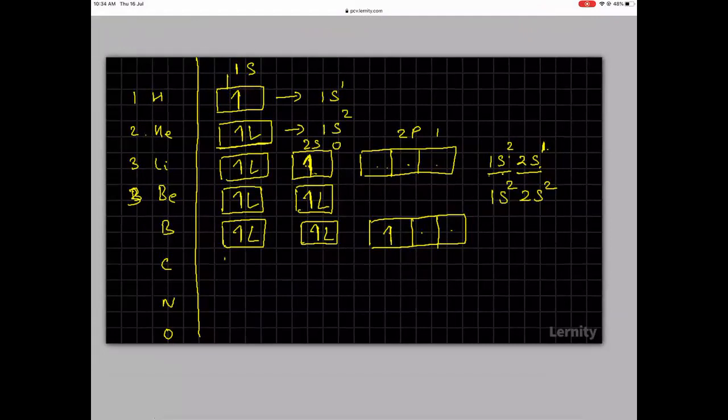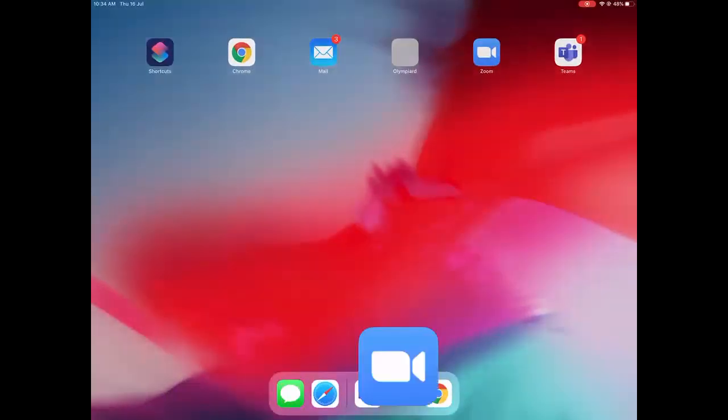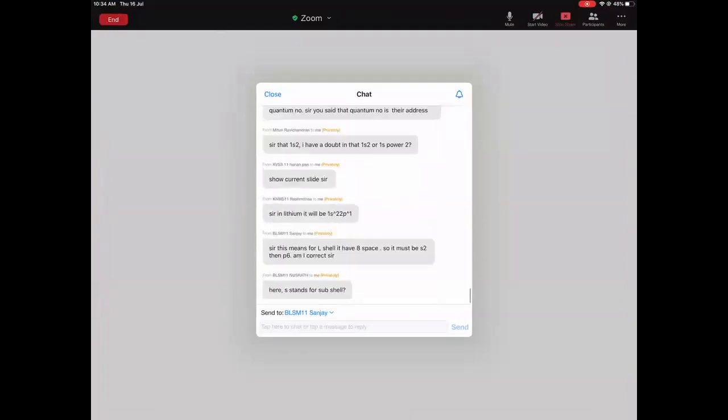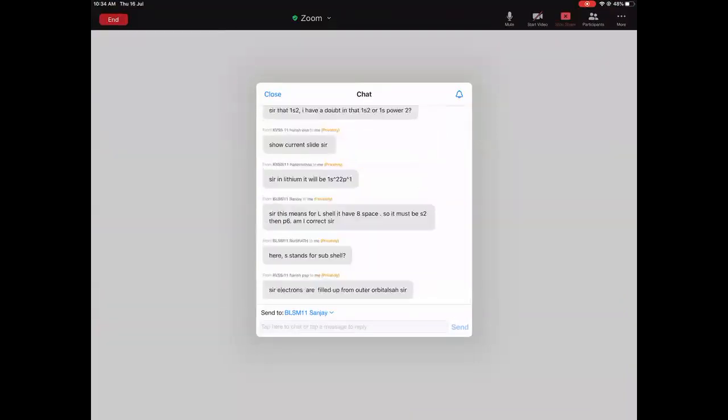Next, we go to carbon. Okay, before that, let me see. There will definitely be some question. Sir, in lithium, it is 1s2, why will it be 2s1 and not 2p1? I'm just now telling you, lower energy will go first. By the n plus l rule, for s, l is 0, so 2 plus 0. For p, it is 2 plus 1. So it will not go to p, it will go to s. So it is 1s2, 2s1.